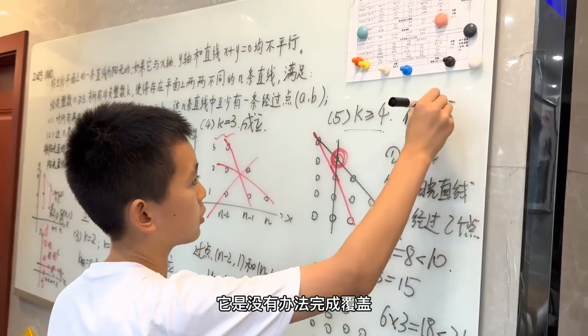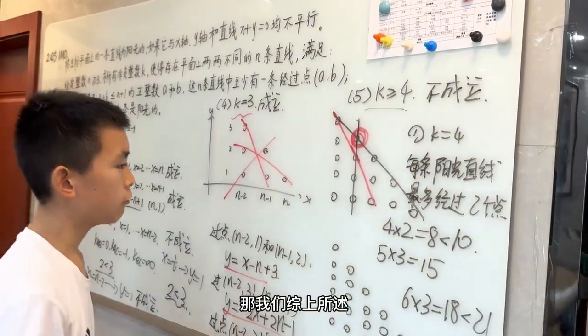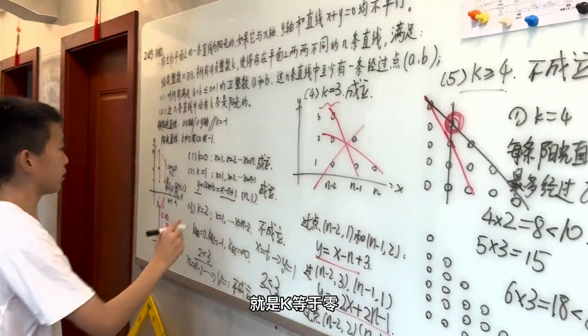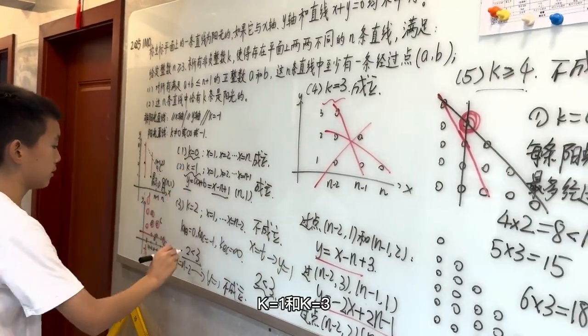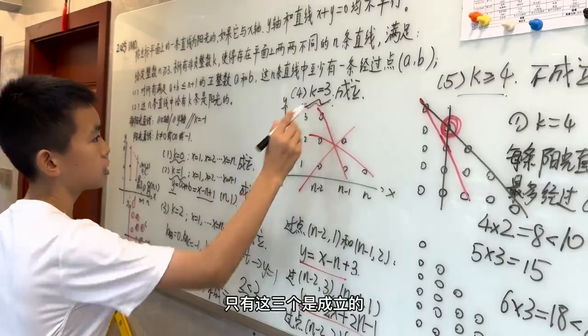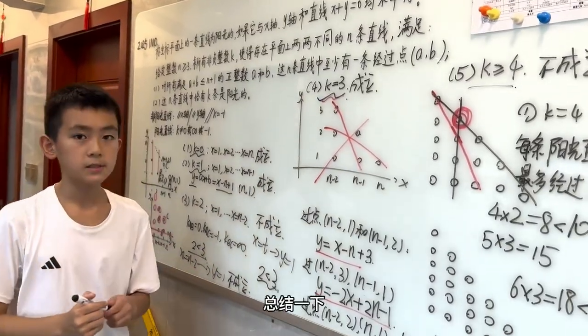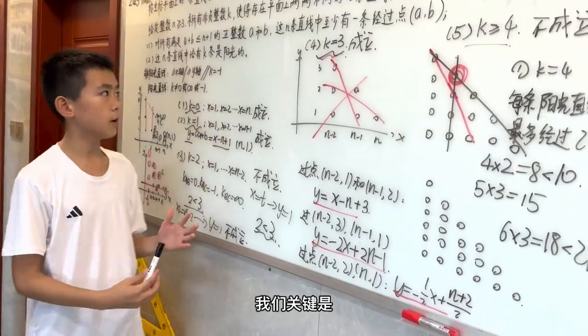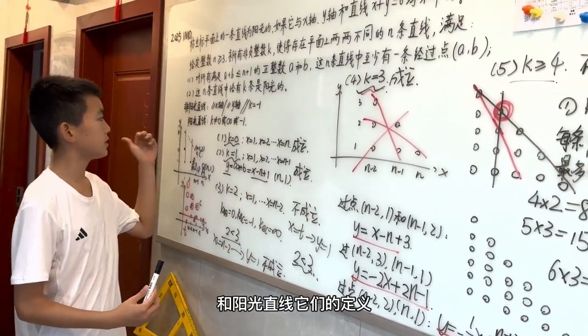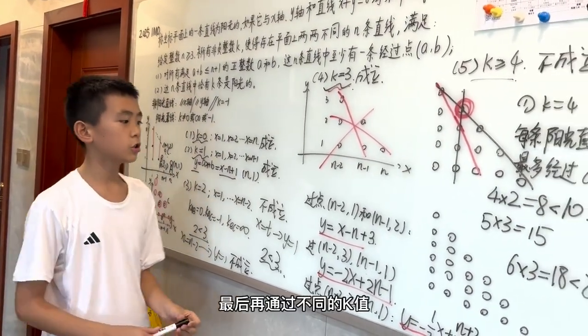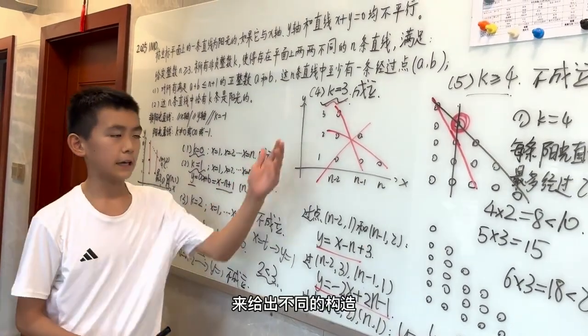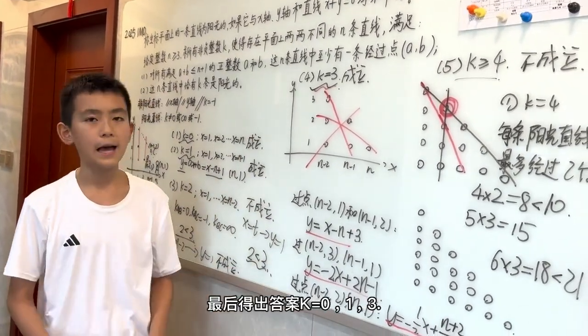There is no way to complete the coverage, so let's sum up. k equals 0, 1, and 3 are the only true values. The key is to understand the definitions of straight lines and sunshine straight lines. Following that, varying constructs correspond to different k values. Ultimately, I arrived at the solution. Thank you.